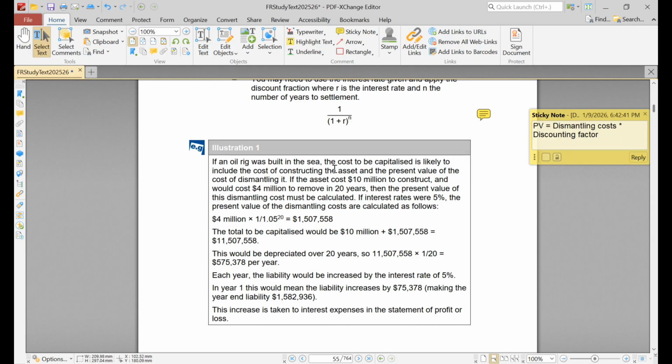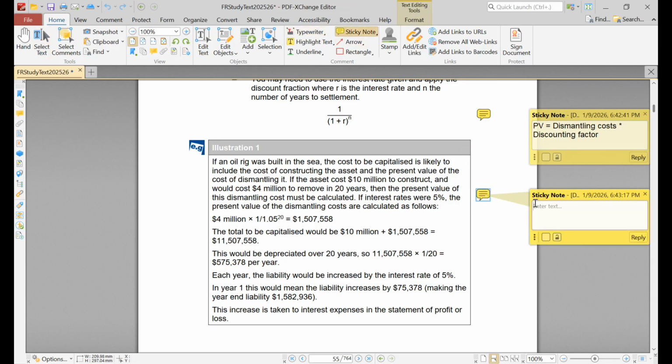Now this is an example. If an oil rig was built in the sea, the cost to be capitalized is likely to include the cost of constructing the asset, and the present value of the cost of dismantling. If the cost of 10 million to construct and would cost 4 million to remove in 20 years, then the present value of the dismantling cost must be calculated. Now, what does this say? The cost to construct is 10 million.